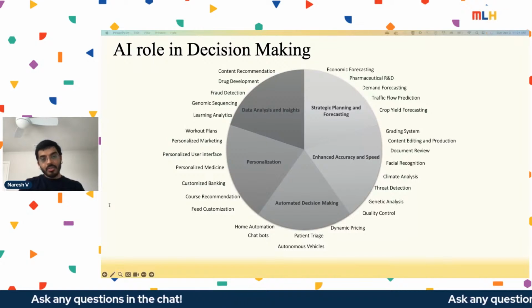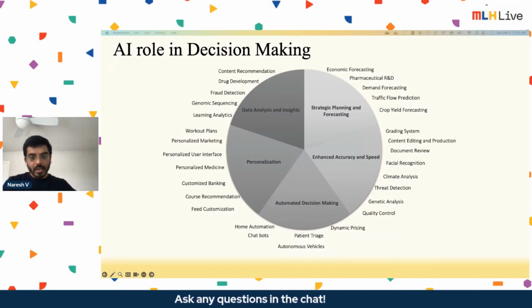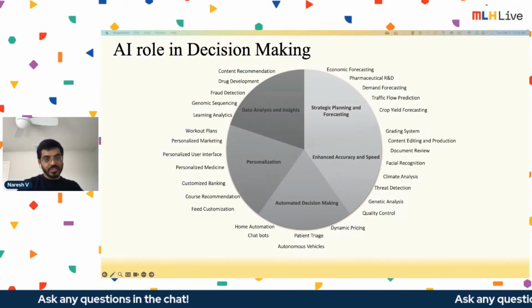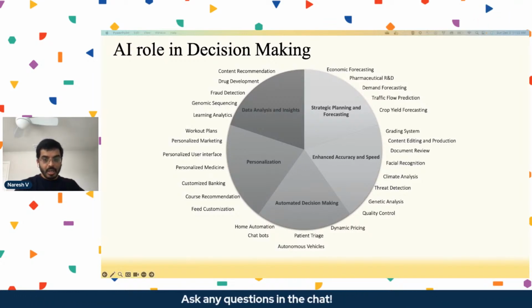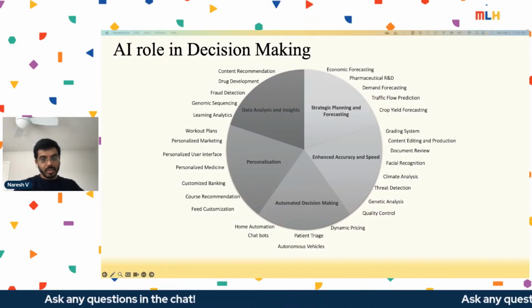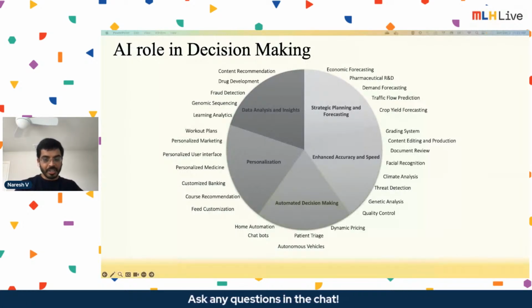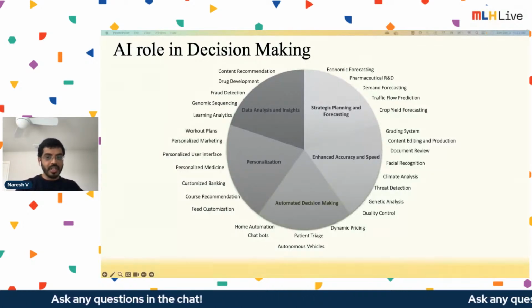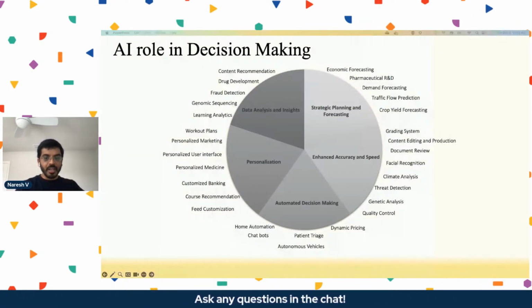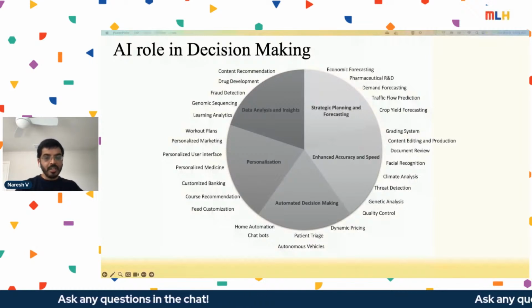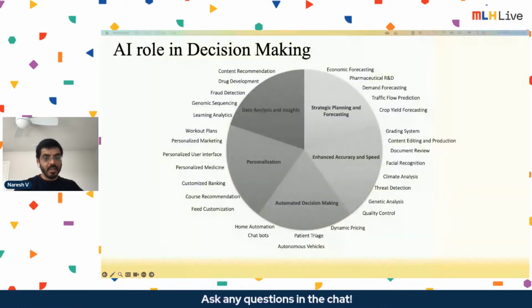And to add to this, there is a category called enhanced accuracy and speed. When you combine automated decision making and data analysis, you also need to think about enhanced accuracy, where there are two things you'll try to identify: reduction of human error and quick decision making. By relying on data driven approaches, AI reduces the likelihood of errors that can occur in human judgment. AI can process and analyze data at a speed that is impossible for humans, leading to faster decision making processes.